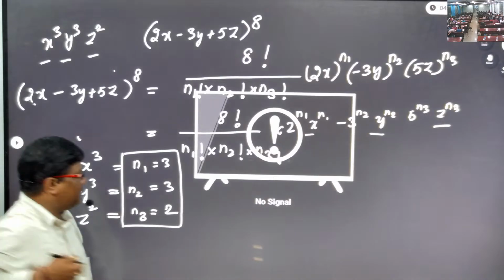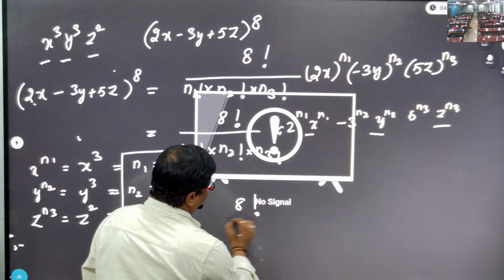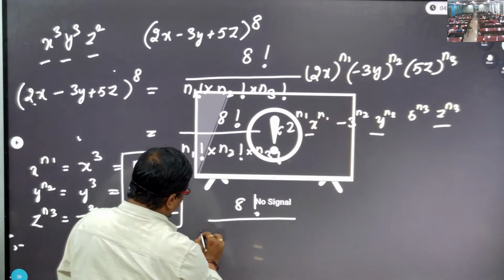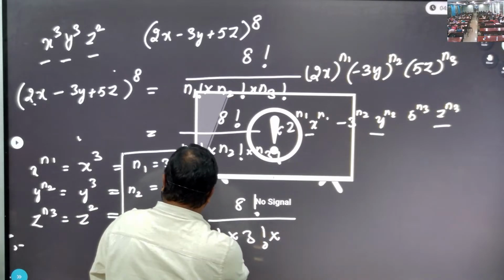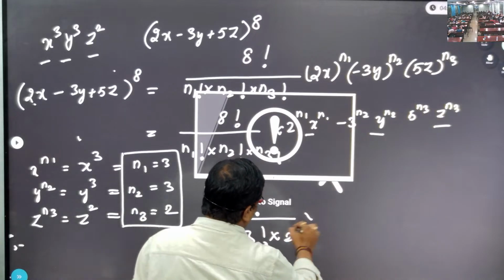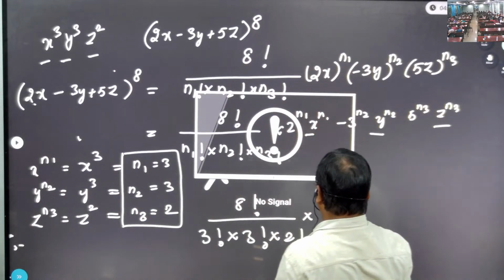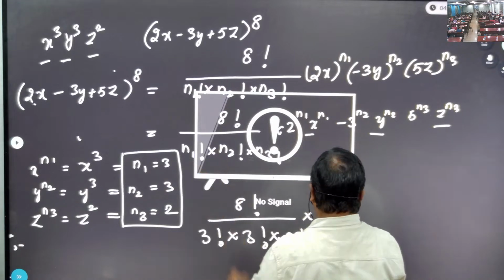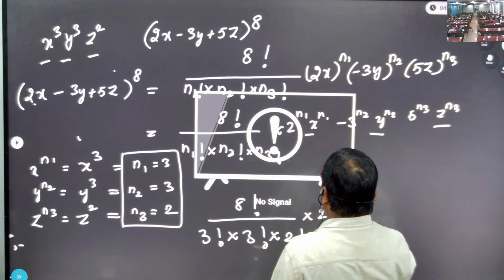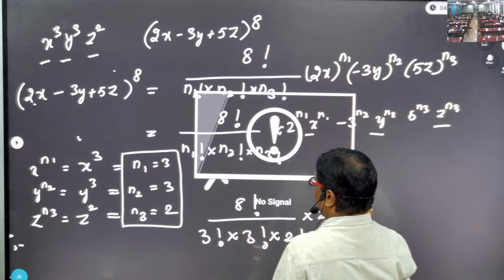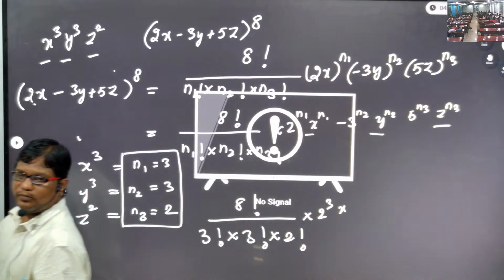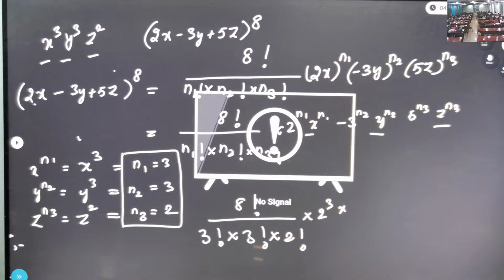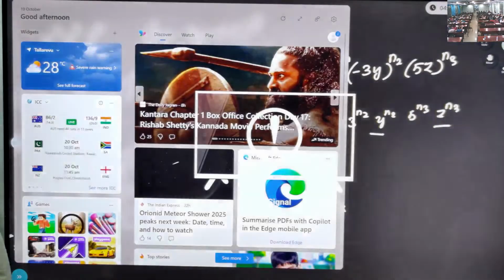8 factorial divided by, what is my n1 value? 3 factorial, into n2 value 3 factorial, into n3 value 2 factorial, into, what is 2 power n1? n1 value is 3, into x power n1, that is x power 3. For x power 3, what is the value? X power 3 is going to remain as is.